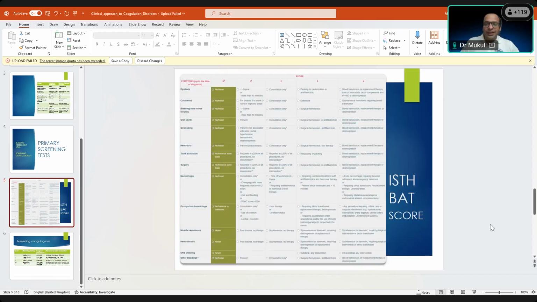It's okay. Screen share. So this is a bleeding score. It just goes on to highlight that the higher score is more important, but for some sites of bleeding like hematuria, menorrhagia, postpartum hemorrhage, hemarthrosis, even a score of 1 is significant. For CNS bleed, any kind of CNS bleed, subdural or intracerebral, that directly goes to a score of 3 or 4.